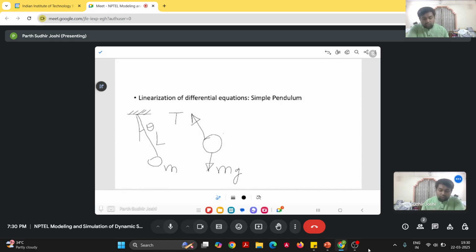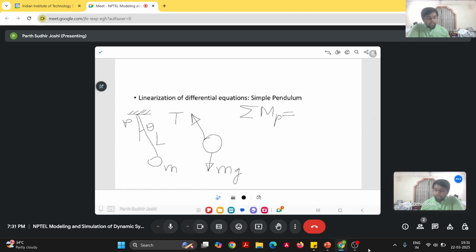Now we can proceed with the derivation of the differential equation. We can either use Newton's second law of motion, or we can consider the moment about the pivot P, about which the pendulum is suspended. Let us use the other approach, taking the moment, as that would be simpler. So the net moment of the forces about this pivot P, sigma M_P.